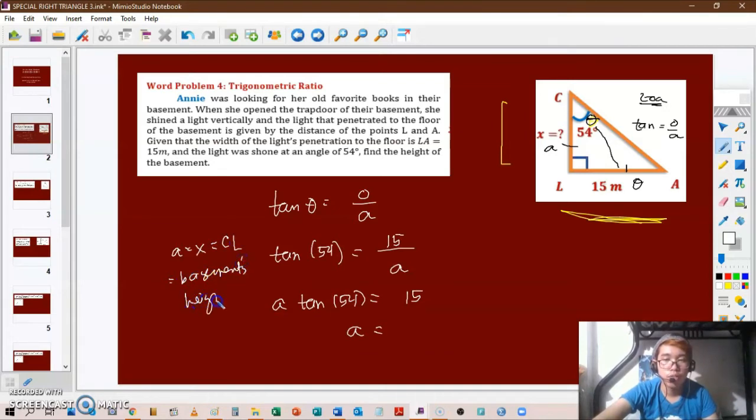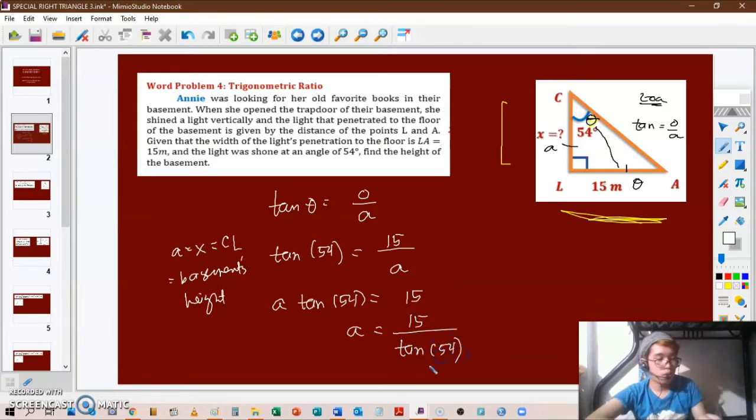Okay, so if we solve for the value of A, there you go, we will have solved for everything. So 15 all over tangent 54. Let's check on our calculator. So that's going to be 15 all over tangent 54. So that's equal to 10.90. Okay, so A is equal to 10.90 meters.